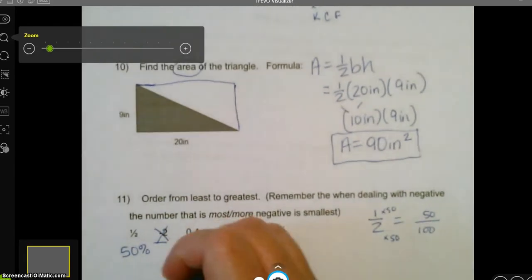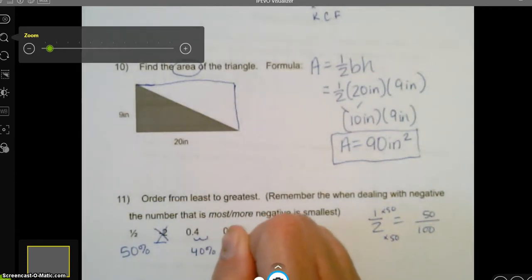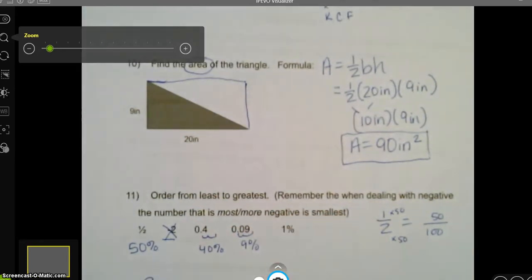0.4, when we make it a percent, remember normally we go percent to decimal. This time we're going decimal to percent, so I'd move it 1, 2. So that would be 40%. Move it 1, 2. That is 9%, and I already have 1%, okay?